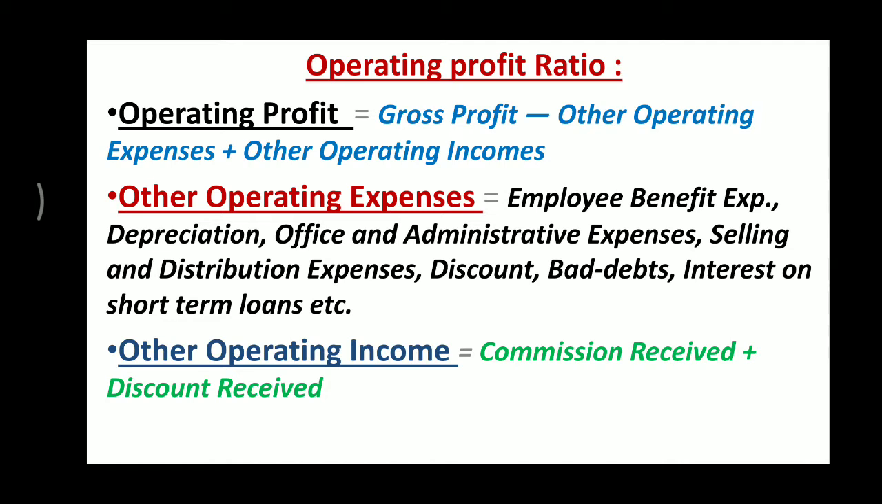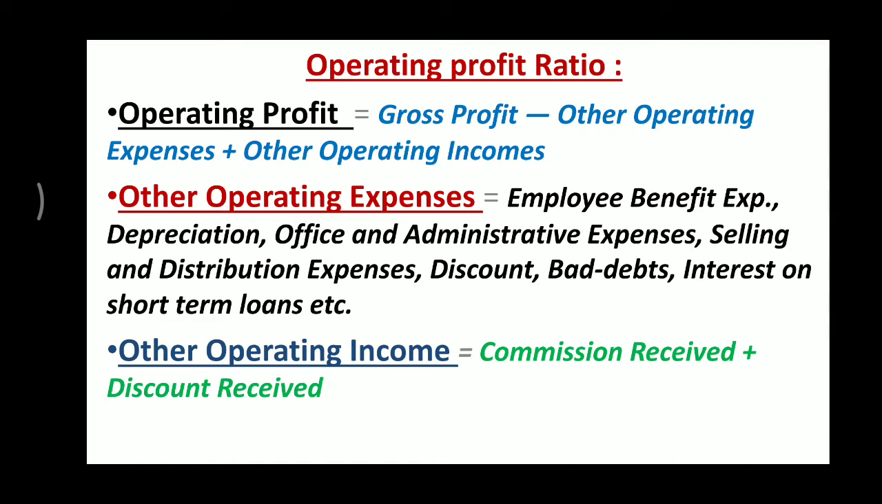And from profit and loss account only operating expenses and operating income will be adjusted in gross profit. Non-operating will not be adjusted. That's why it is called operating profit. That means from gross profit, those expenses which are recurring in nature, which are the business regular expenses, will be deducted, and those incomes which are incidental to business only will be added.